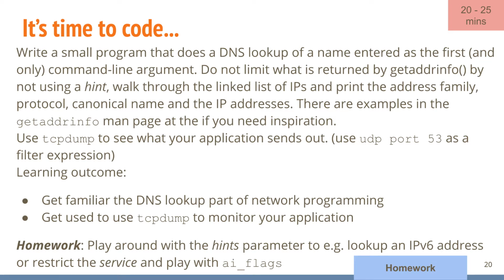To actually see what's going on the network, we will use a small tool that's called tcpdump, and here's a filter already, a filter expression that tcpdump uses to only show the packets that you're interested in, and that is UDP port 53, which basically means we are only interested in DNS traffic. So the exercise should really get you familiar with the DNS lookup part of a program that is written in C, and we will get familiar with tcpdump, which is quite a handy tool to monitor your application's traffic, and while developing a networked application, it's actually quite useful to see what it does in the background.